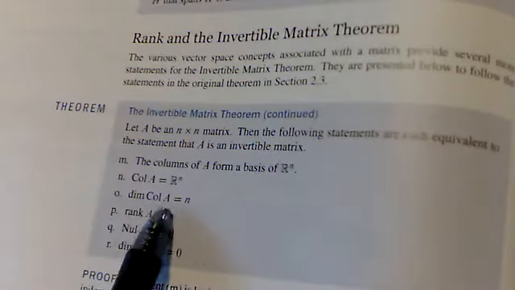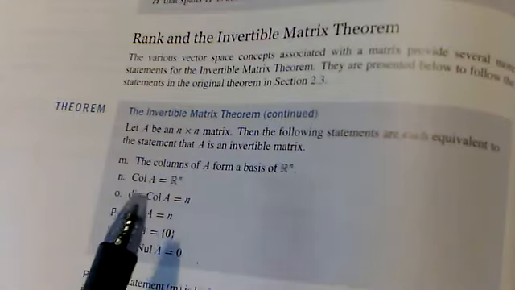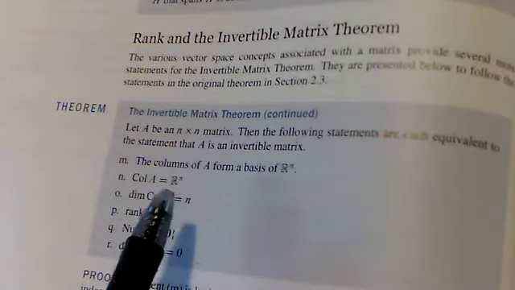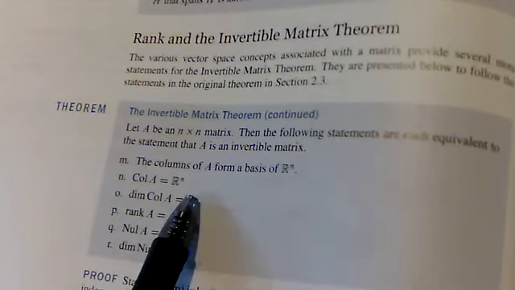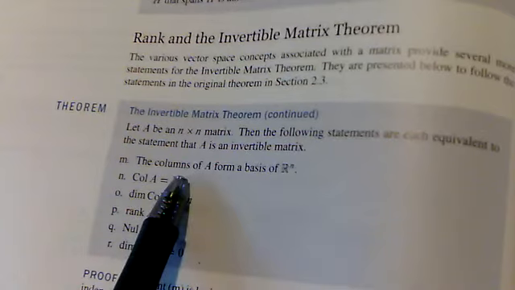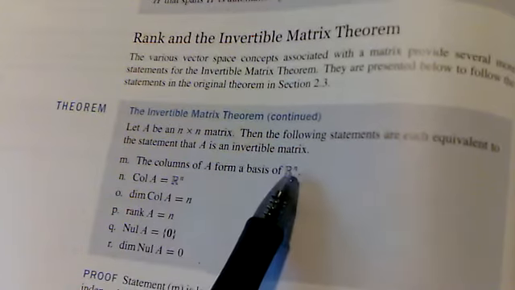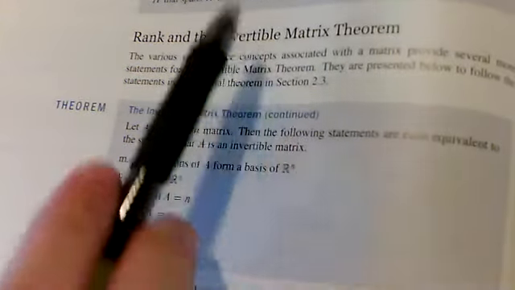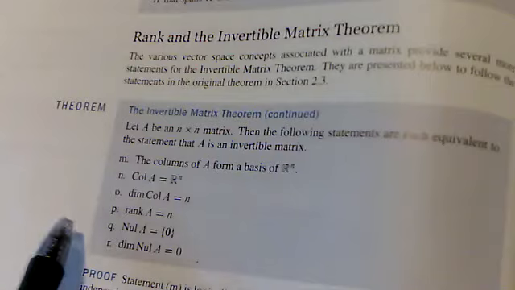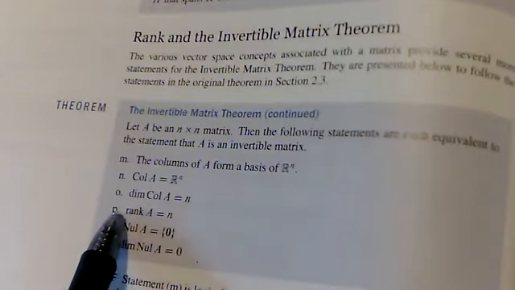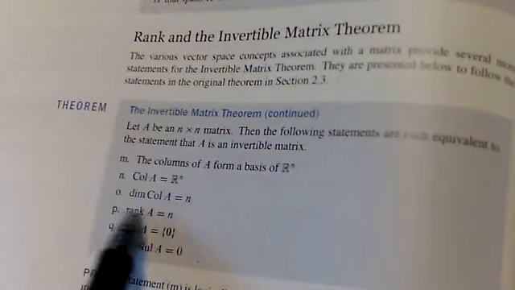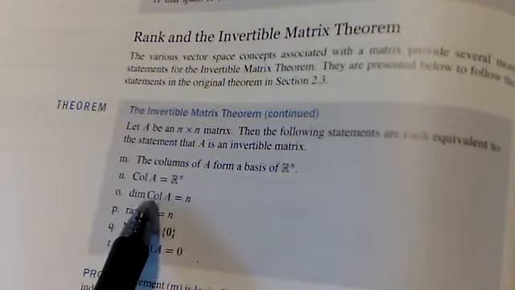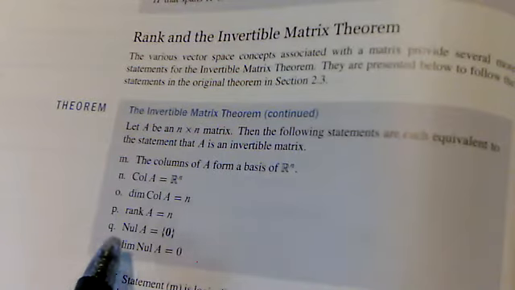If the dimension of the column space is n, that means you have n vectors, which by the basis theorem tells us n independent vectors. The column space is the whole thing. That means it's a basis. That means they're independent. It means it's invertible. It all ties together. Dimension of the column space is exactly the rank. So O and P are almost exactly the same theorem because that's just the definition of the rank.